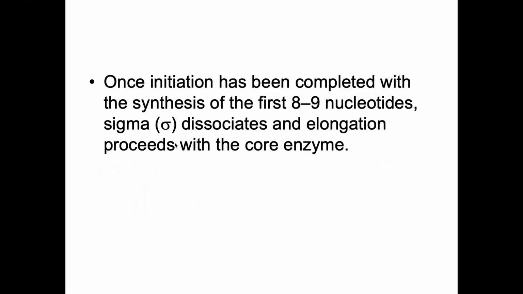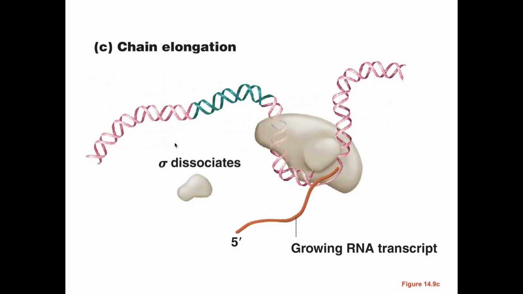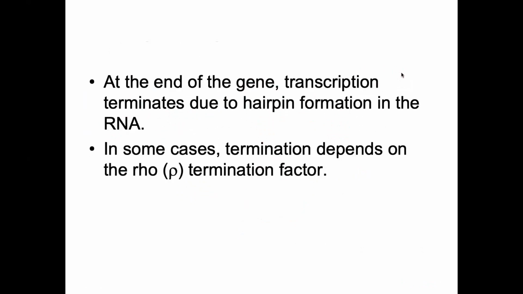It dissociates and becomes free. What you have is what we call a core enzyme, the core RNA polymerase, that then does the bulk of the work during the elongation phase of transcription. So again, the gene, once that sigma subunit dissociates, the RNA polymerase with that characteristic of high processivity can begin to transcribe through the bulk of the gene sequence and create that RNA transcript.